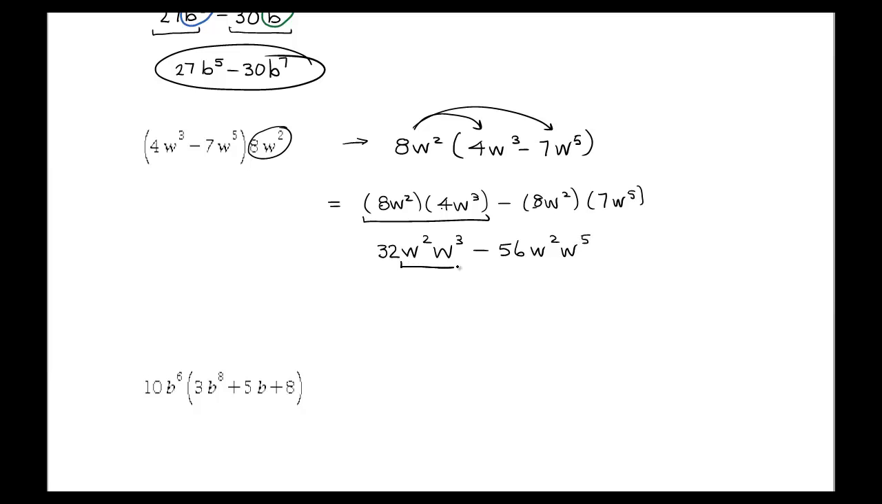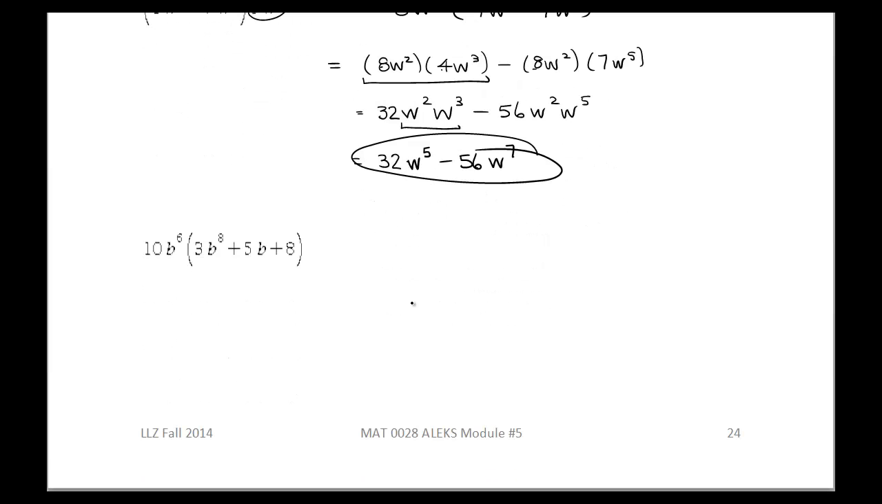So remember, when I have the same bases, I simply add my exponents. So I have 32w to the fifth, 2 plus 3 is 5, minus 56w to the seventh. And again, I have different variable parts, so this is as simplified as it gets. All right, let's try one more.